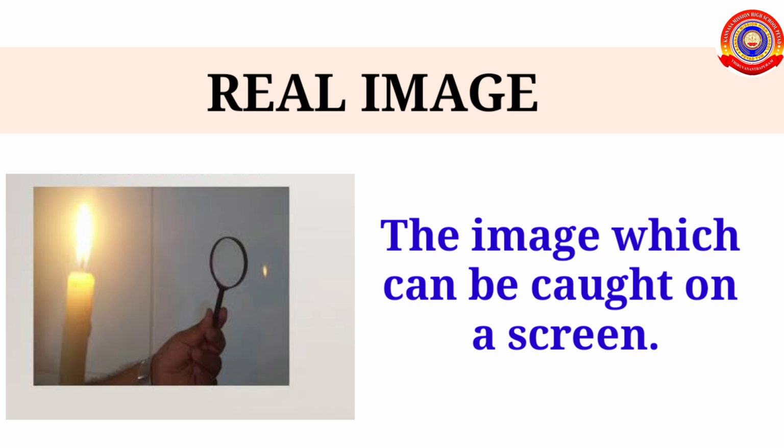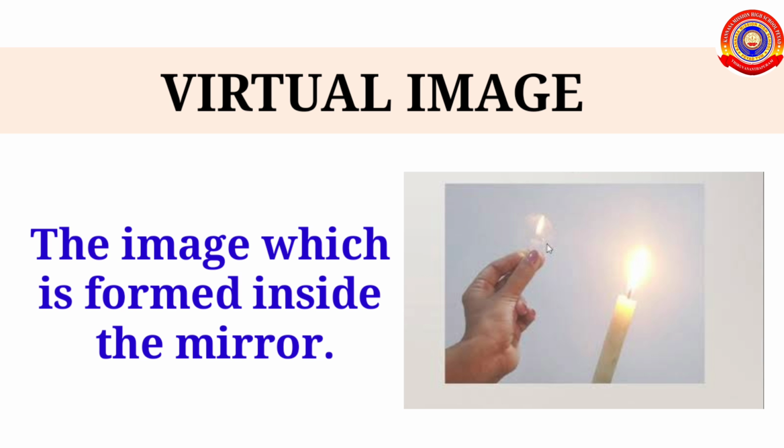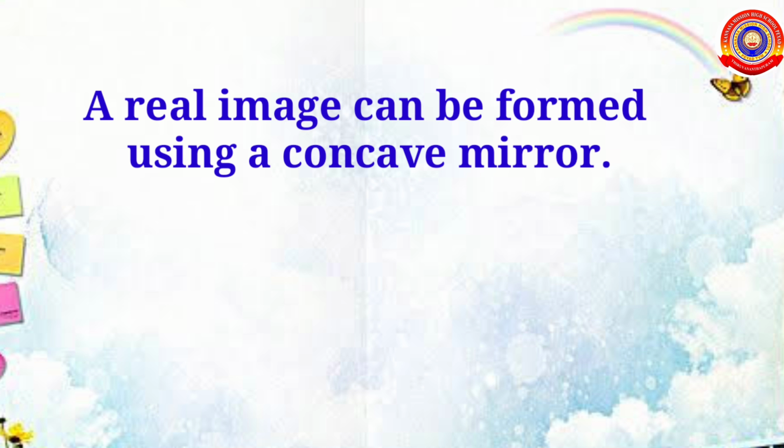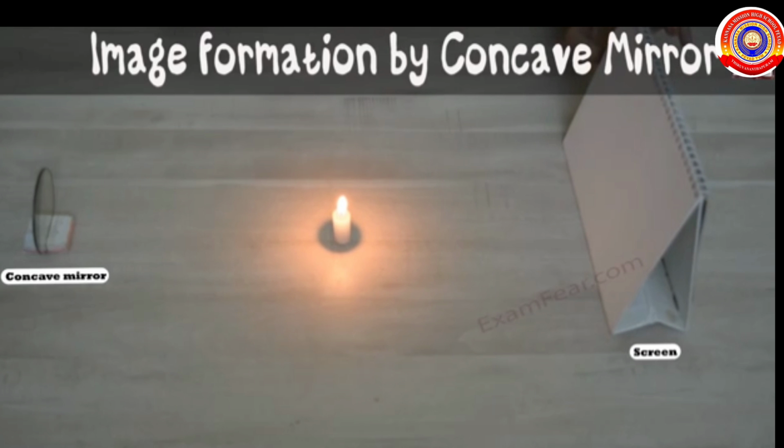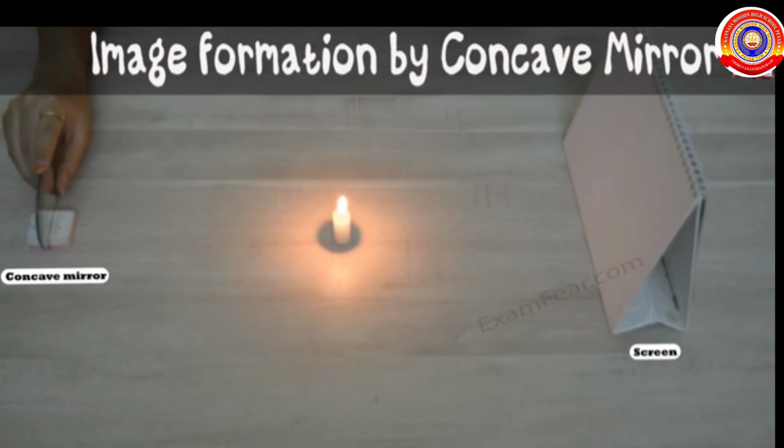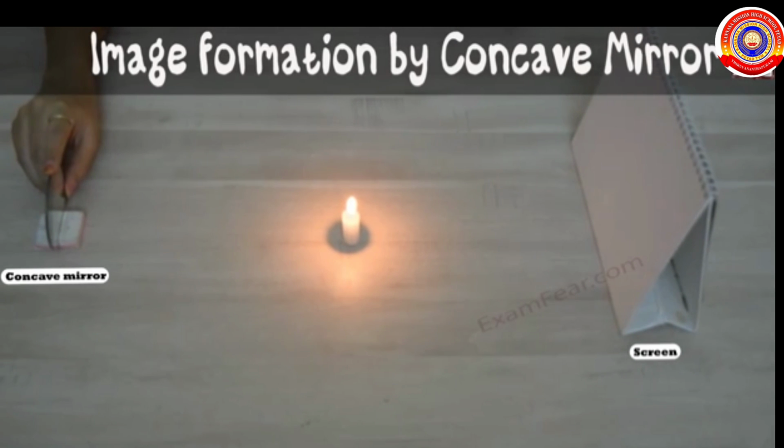The image which can be caught on a screen is called a real image. And the image which is formed inside the mirror but cannot be caught on a screen is called a virtual image. A real image can be formed using a concave mirror. A virtual image can be formed using a convex mirror or a plane mirror. Look at this experiment. Here you can see the formation of real image and virtual image.